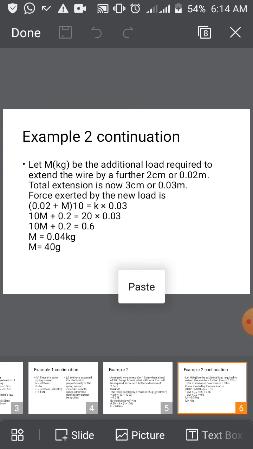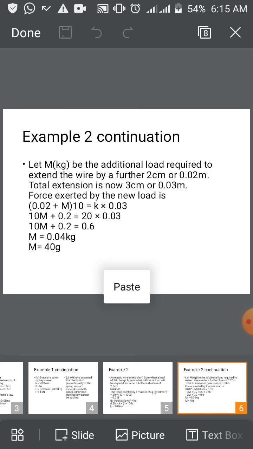Force exerted by the new load is 0.02 plus M multiplied by 10 will be equal to the force constant times the new extension. Take note that the 0.02 is the previous 20 grams. When you divide it by 1000 to convert it to kilogram, you will have it to be 0.02 plus M to be the additional load.